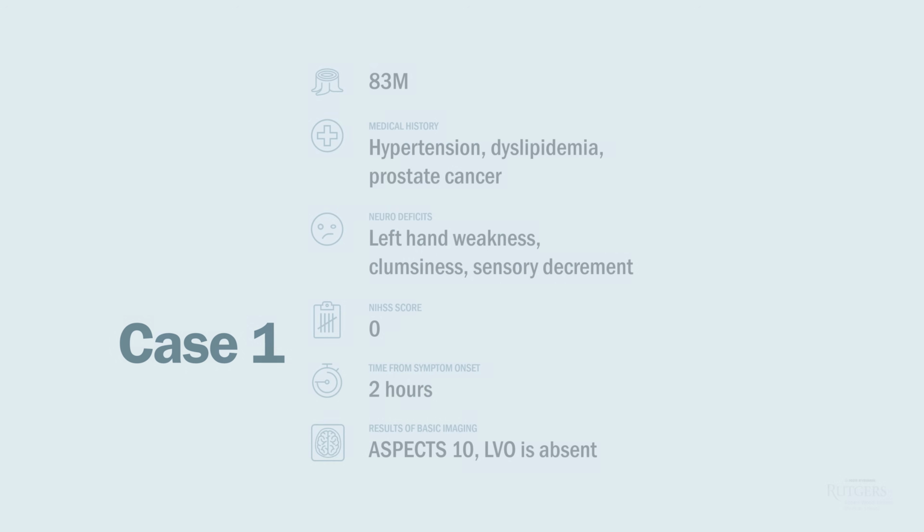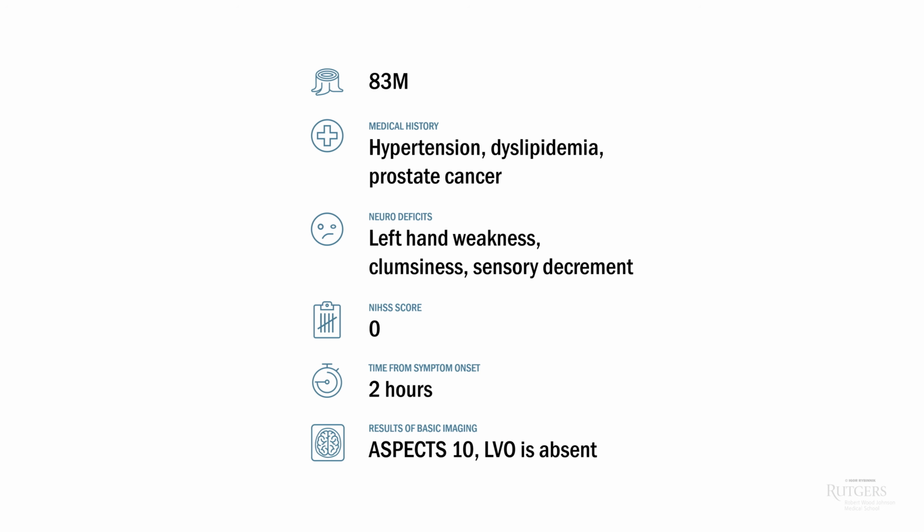Okay, case number 1. You are seeing an 83-year-old man with hypertension, dyslipidemia, and prostate cancer. He develops acute onset left hand weakness, clumsiness, and sensory decrement. By the way, he's left-handed. NIH stroke scale score is 0. Time from symptom onset is 2 hours.